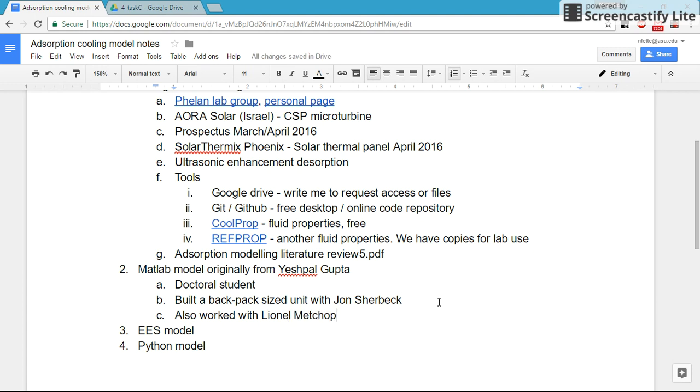Lionel worked on a model that was focusing on the adsorption bed itself and the non-equilibrium transport through the adsorption bed. Yashpal worked on kind of a large system model that followed the cycle of the adsorption cooling and also the integration of solar and some other things, some economic and optimization model. So the key point about the model is it's an equilibrium model.